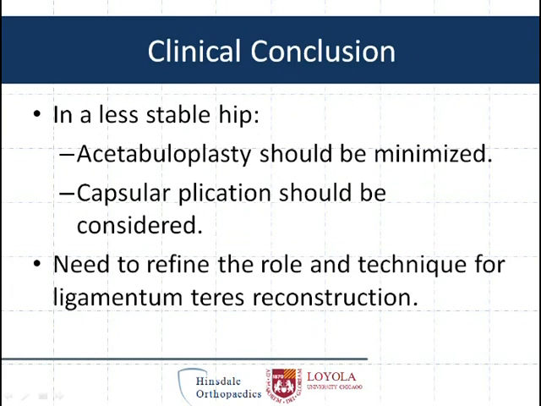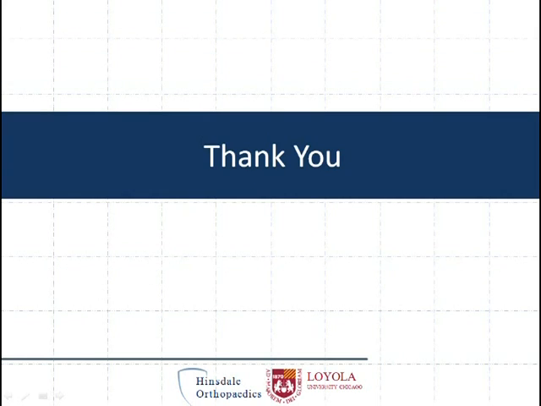So we conclude that in a less stable hip, acetabuloplasty should be minimized and capsule plication should be considered. We also need to refine the role and technique for ligamentum teres reconstruction, whether we should do it and whether it has a place. Thank you very much.